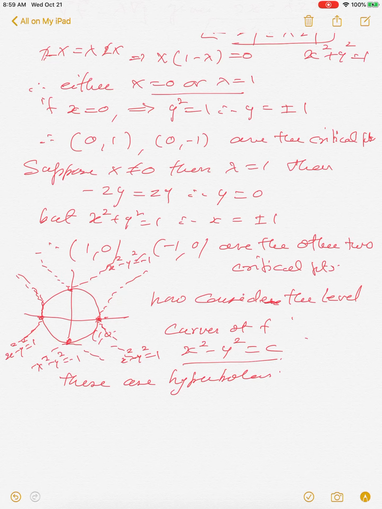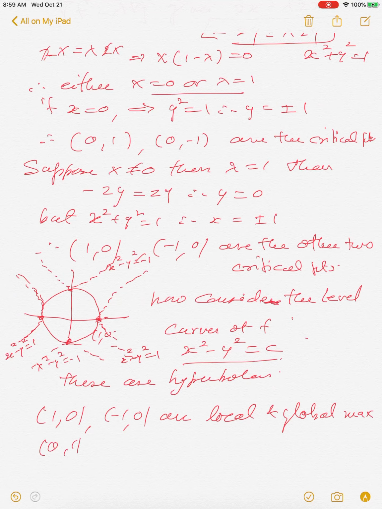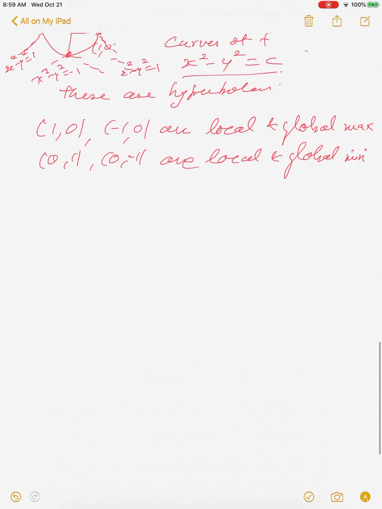So (1, 0) and (−1, 0) are local as well as global max. And the other way around, (0, 1) and (0, −1) are local mins. Good.